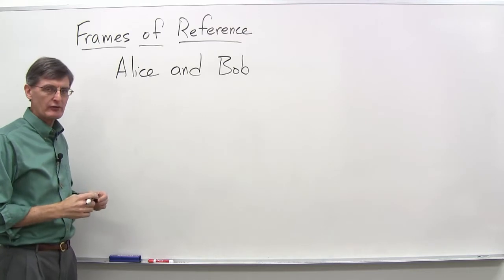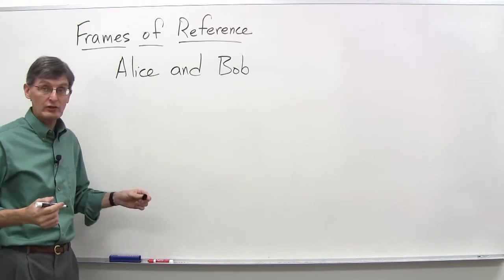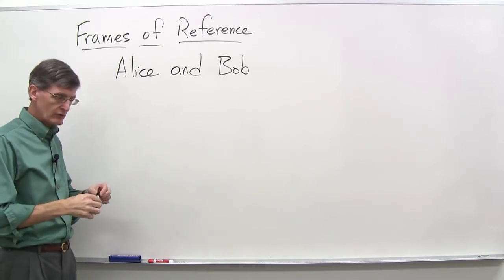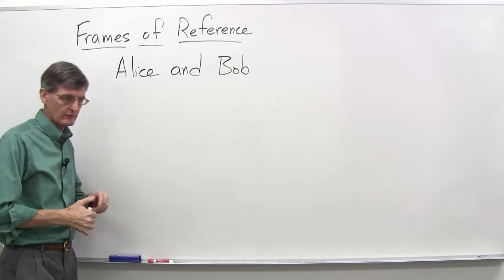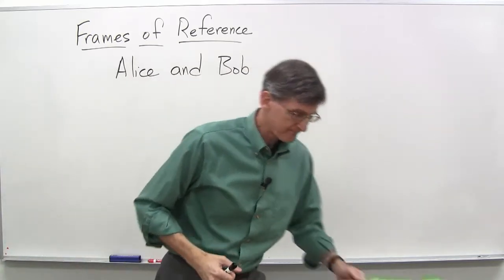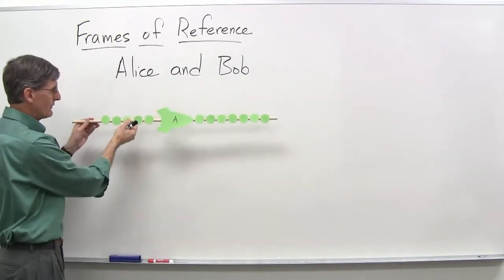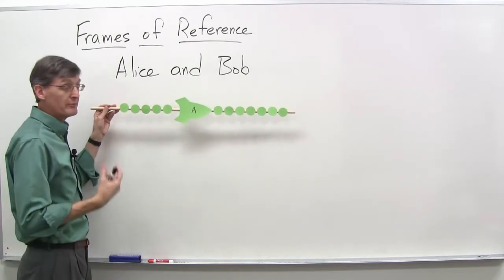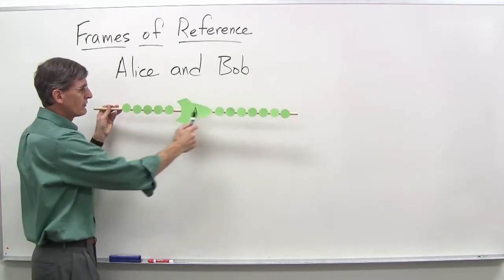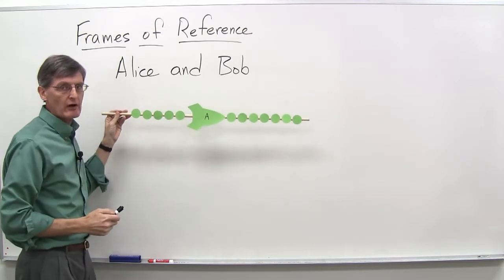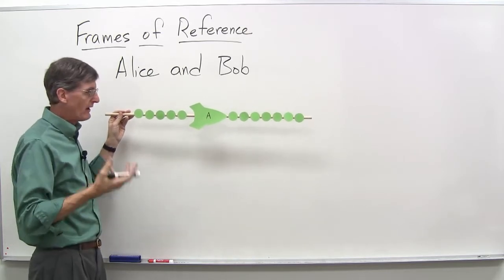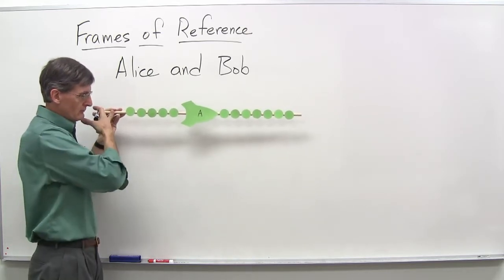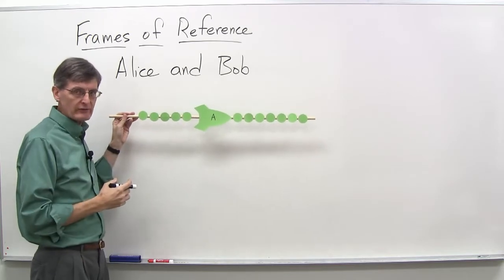So we've got Alice and Bob, and they're in spaceships. Each of them has their own spaceship. And let's consider Alice first. So I actually have Alice here and her spaceship. And what do these circles represent? Those circles are clocks. We talked about how to record events in space and time.